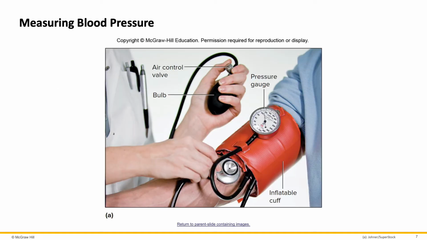This slide shows the tool which we use in order to measure blood pressure. This tool is called sphygmomanometer. Sphygmomanometer is made of an inflatable cuff which we wrap around the patient's arm. It has a bulb or a balloon-shaped structure which we use in order to build up pressure in the cuff. It has a pressure gauge which we use in order to read the pressure inside the cuff, and we also use a stethoscope in order to hear the sound.